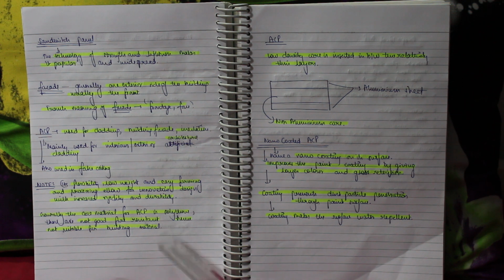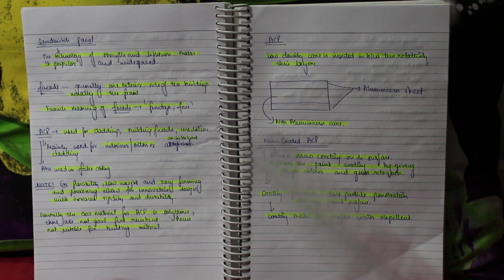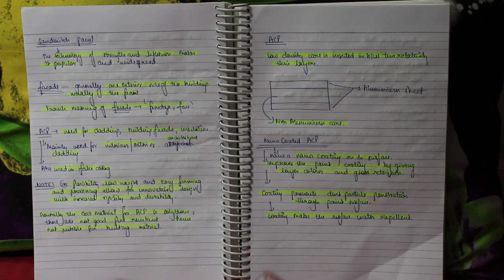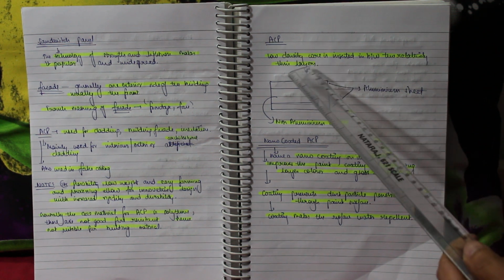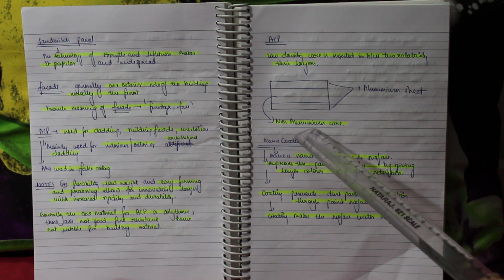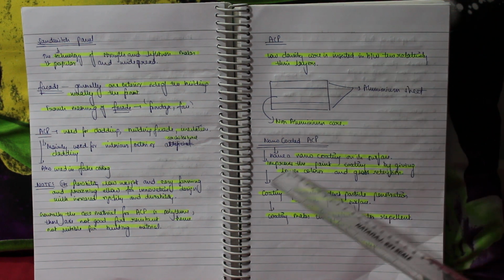Generally the core of ACP is polythene, that's the reason it is not used in building materials. But if you change that core to a non-aluminium or non-metal core, it could be used in building material. That's the reason it is used in building facades. So here I have shown you, the low density core is inserted in between. So here it is like a non-aluminum core, so that's why it can be used in buildings.